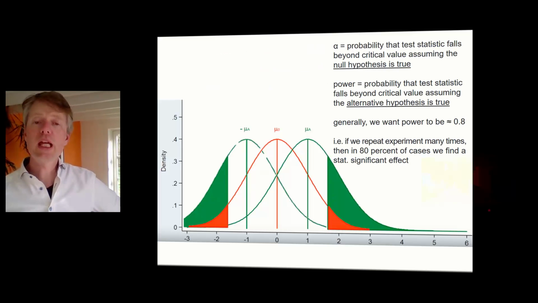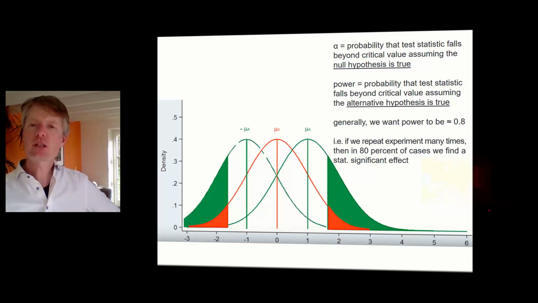So what do we have? We have alpha, which is usually 0.05, and the probability that the test statistic t-value falls beyond the critical value, assuming that the null hypothesis is true. The power is the probability that the test statistic falls beyond the critical value, assuming that the alternative hypothesis is true. And generally we aim for power to be 80%, 0.8, which means that if we repeat the experiment many times, then in 80% of the cases we find a statistically significant effect.